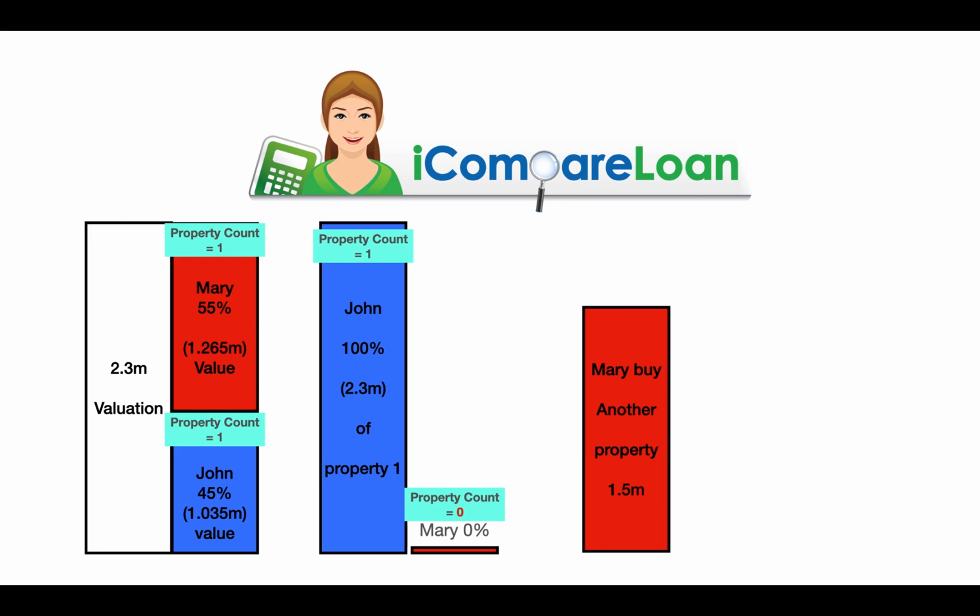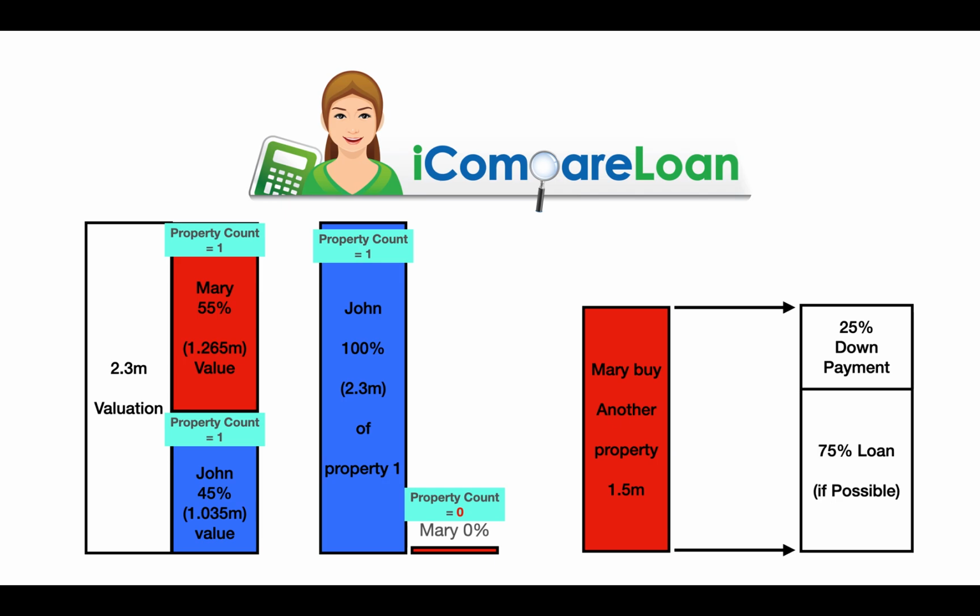So Mary looks around and sees another property that is a $1.5 million condominium, and then we will calculate the affordability and buying financials for Mary after being decoupled, buying another property: down payment, as well as the loan. So after buying the property, Mary has one count of property. So each one of them has one count, and they have successfully decoupled.